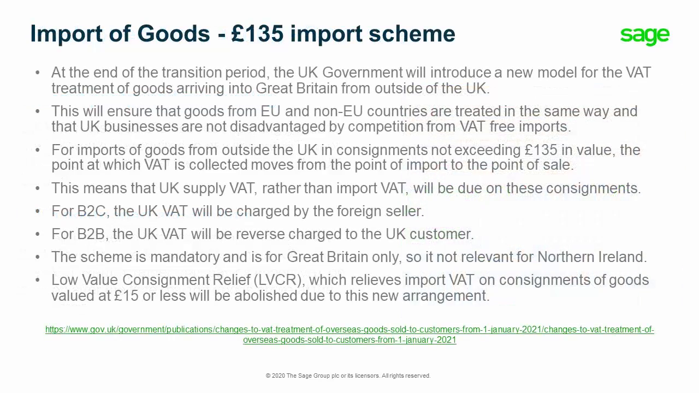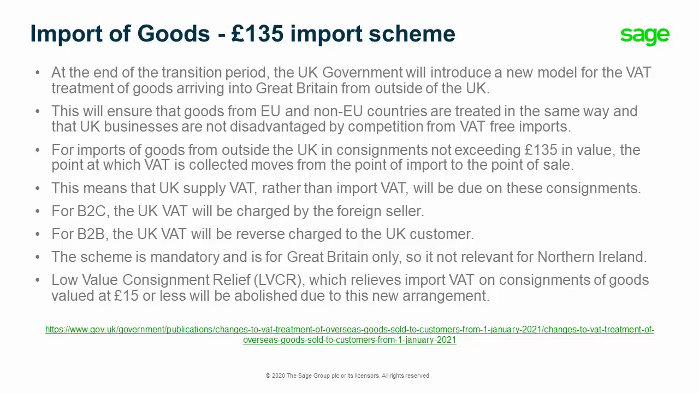Something else that's new is the £135 import scheme for the import of goods. So at the end of the transition period, the UK government will introduce a new model for the VAT treatment of goods arriving into Great Britain from outside of the UK. This will ensure that goods from EU and non-EU countries are treated in the same way, and that UK businesses are not disadvantaged by competition from VAT-free imports. For import of goods from outside the UK, in consignments not exceeding £135 in value, the point at which VAT is collected moves from the point of import to the point of sale.